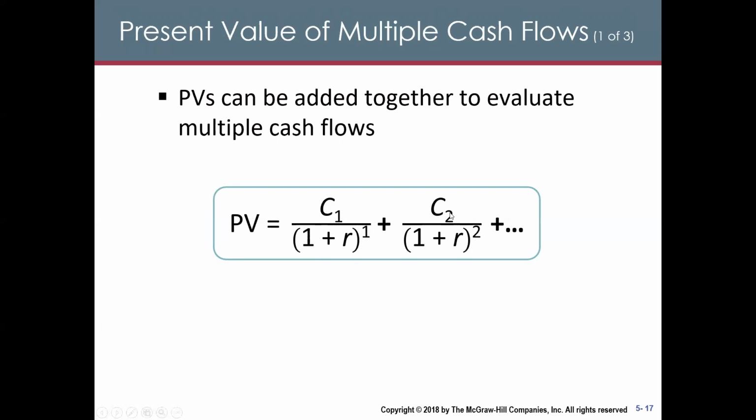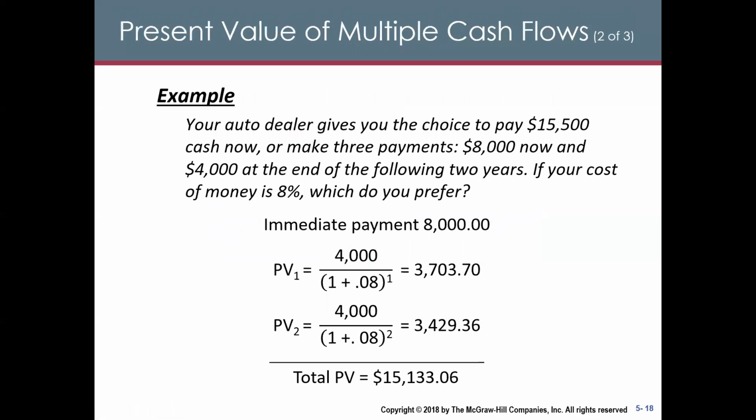For C2, you are going to receive this cash payment in 2 years, so you need to discount it with 2 time periods, so it's divided by 1 plus R squared, etc. And then you add all the future cash flows together, and you get the present value. Let's see an example here.